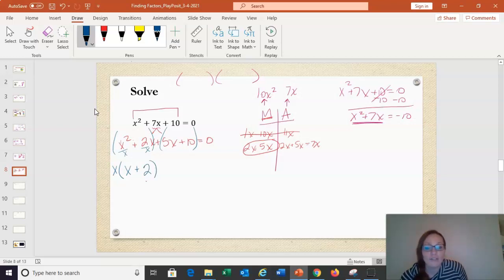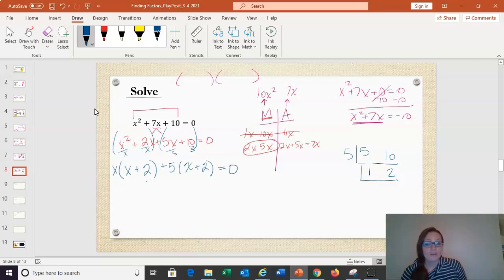Now, if we look at the second two, we can see that they share a 5. And you guys can always do the cake method off to the side over here if it helps you visually see. 5 is the factor that goes into each of these. And then we're going to divide each by 5, and we're left with x plus 2 equals 0. This is the first time we've seen equals 0 there. That's because we are going to solve.